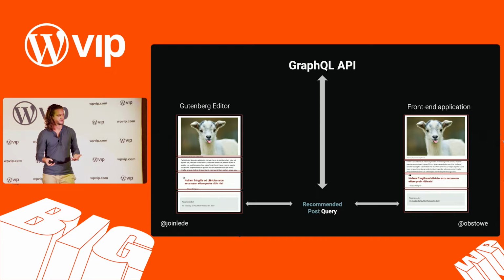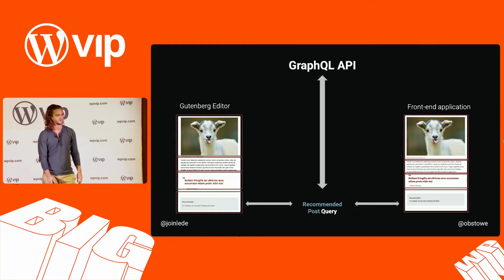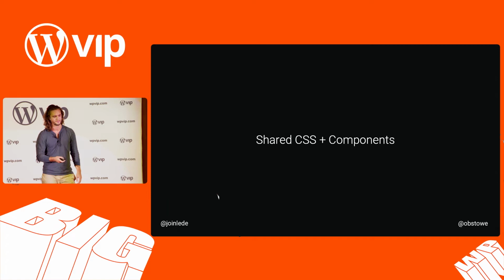Oftentimes, there are differing user experience needs across the two things. So like in the Gutenberg editor, you need a rich text field where you can change the text, modify it, update it. In the front end, you can just render it as static content. However, they both need the same data. So it allows you to create some consistency in those data requirements while still differentiating the user experience.